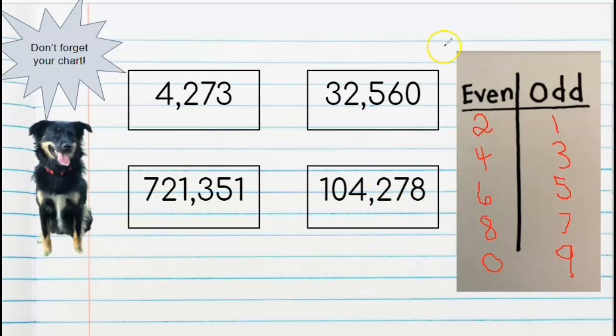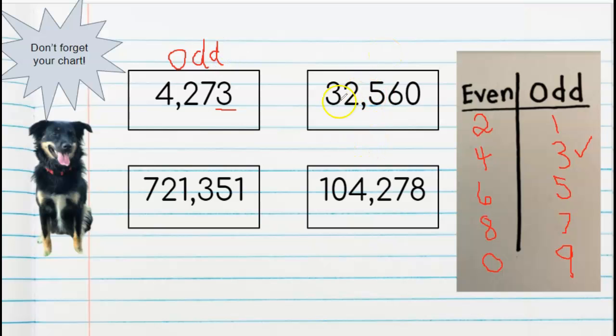Now, I want you to pause and think about this for a second. Where do I look in this number? If you said the ones place, you are correct. So, our number is 4,273, but we are only concerned about the ones place. Okay? So, in the ones place, we have the number 3. Let's go over here and find it in our chart. Okay, it's right here in the odd section, which means this number is odd.